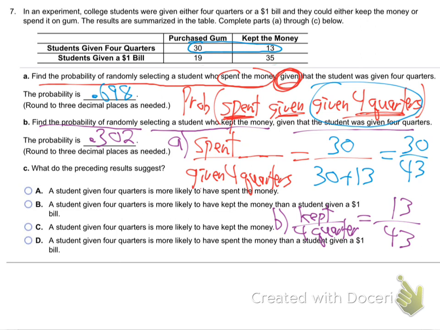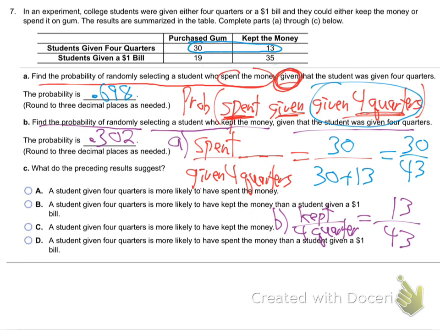And then part C asks us a follow-up question. What do these results suggest? So 70% of the quarter people spent it, and 30% of the people given quarters kept it. What does it suggest? A student given 4 quarters is more likely to have kept? No. A student given 4 quarters is more likely to have spent the money than a student given a $1 bill.